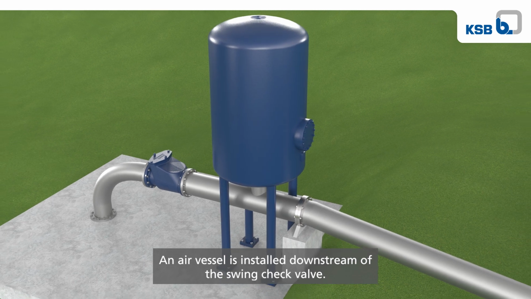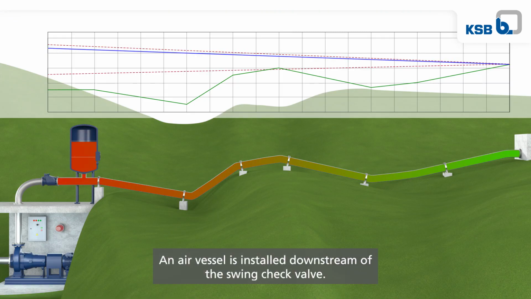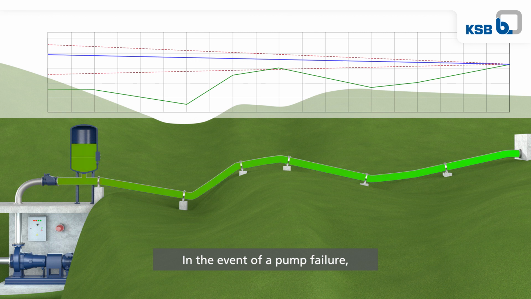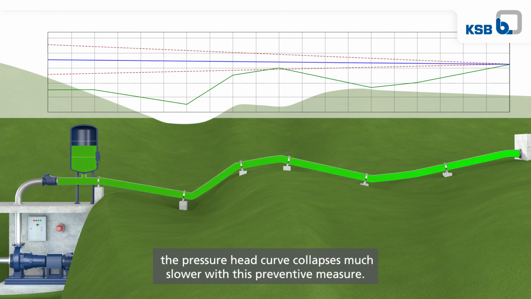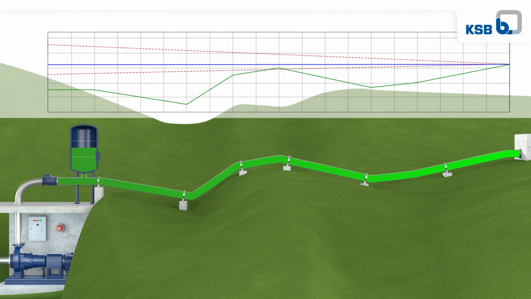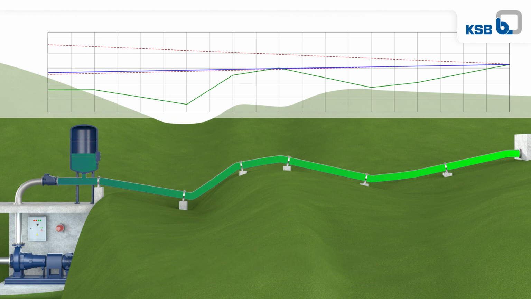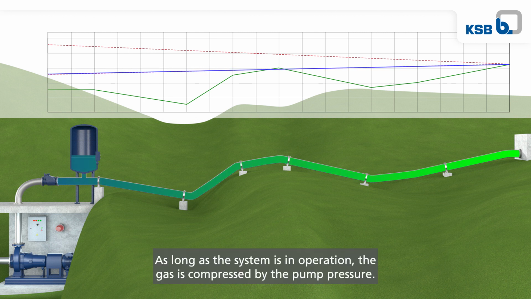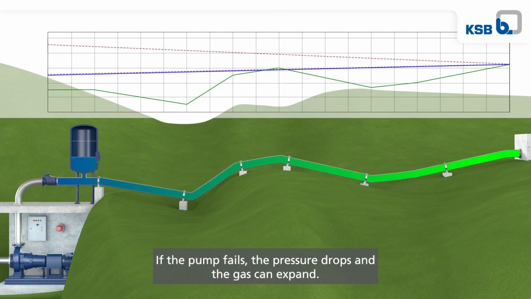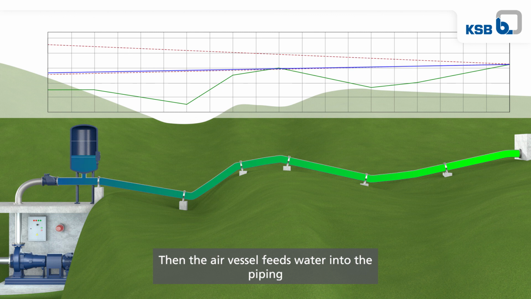An air vessel is installed downstream of the swing check valve. In the event of a pump failure, the pressure head curve collapses much slower with this preventive measure. Air vessels are filled with water and gas. Unlike water, gas is compressible. As long as the system is in operation, the gas is compressed by the pump pressure. If the pump fails, the pressure drops and the gas can expand. Then the air vessel feeds water into the piping and compensates the lack of flow rate of the pump.